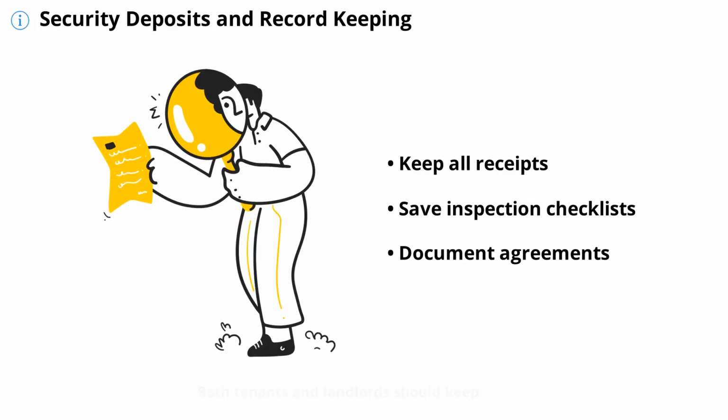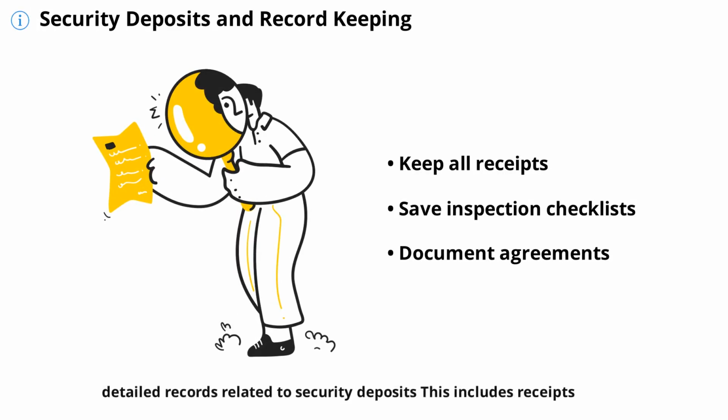Both tenants and landlords should keep detailed records related to security deposits. This includes receipts, inspection checklists, correspondence, and any agreements. Good record keeping helps resolve disputes and ensures everyone knows what was agreed upon.